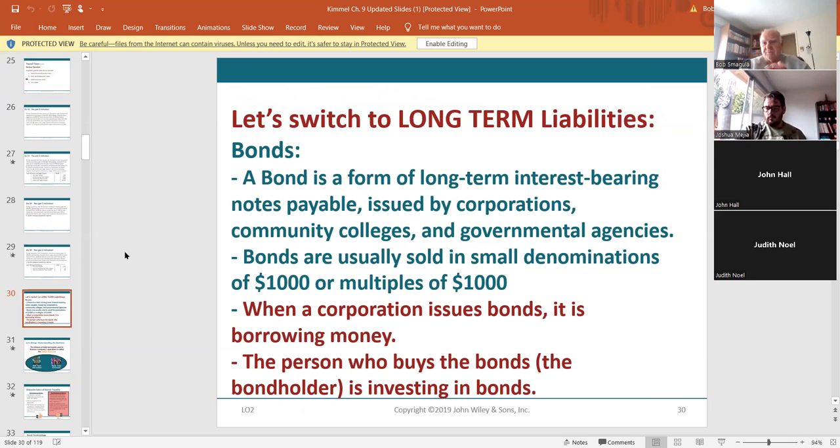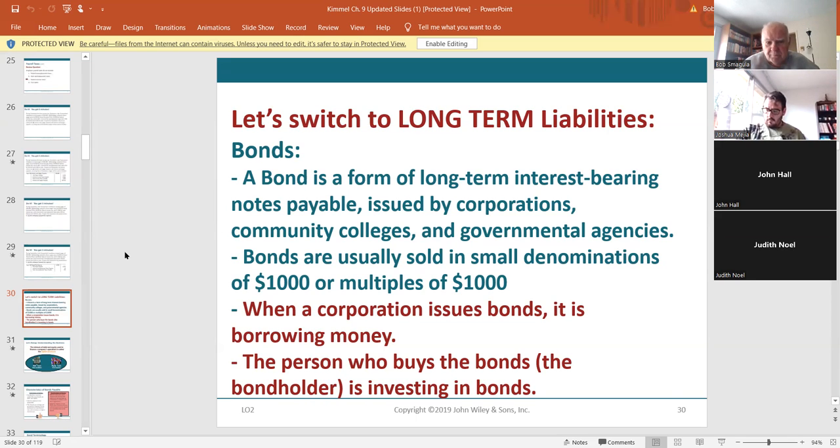Okay, now we get into some good stuff. Bonds. Bonds are typically sold in small denominations of $1,000. They can be sold for anything, but that's a good tip. When you're doing a problem and you're not sure what the balance of the bond is, remember that the bond payable will always be that even number, the original number you issued out. You never debit or credit the bond payable once you put it on the financial statements.